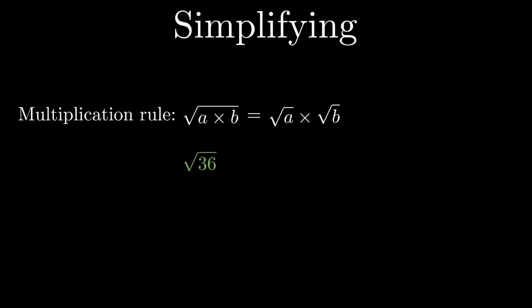In order to understand how to simplify, we must understand the multiplication rule, and this is when root a times b is equal to the square root of a times by the square root of b. So I will now do an example with you guys. The first example will be square root of 36. This can be written as square root of 9 times by 4.